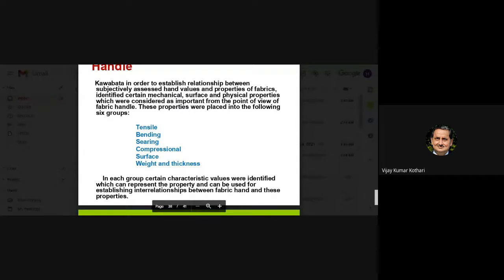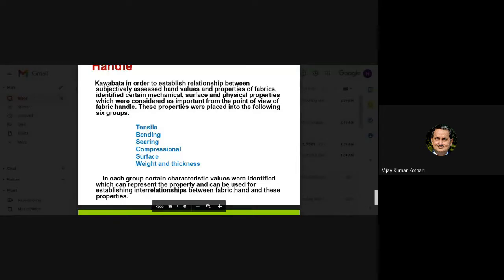However, in the 70s, a lot of effort was made to find out what features of the structure or the fabric would make for a more desirable property in a particular fabric. A lot of work was done to relate some of the mechanical, physical, as well as dimensional properties of the fabric with the subjective assessment of the fabric by Kawabata and his group in Japan.